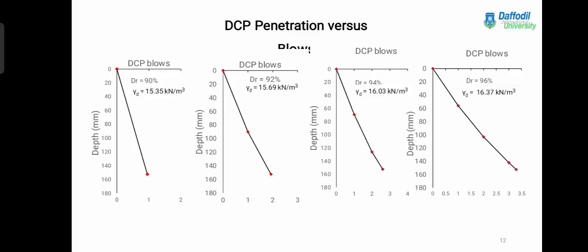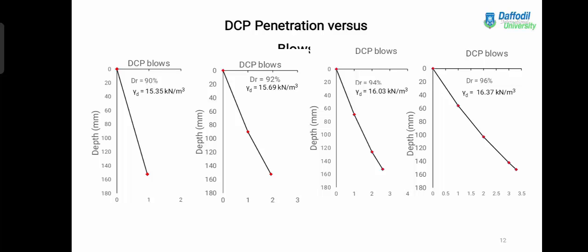DCP tests were performed on 10 samples in the range of 90 to 100% relative densities. In other words, 90 to 100% of maximum dry unit weight. The samples were prepared by increasing the density by not more than 2%.